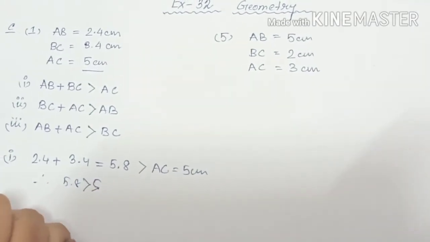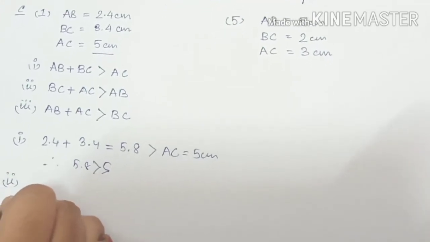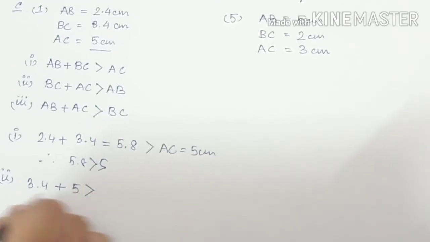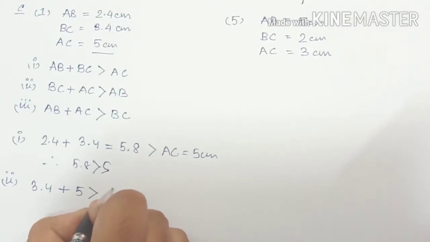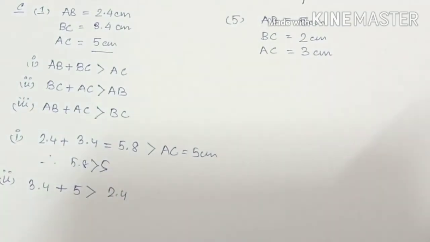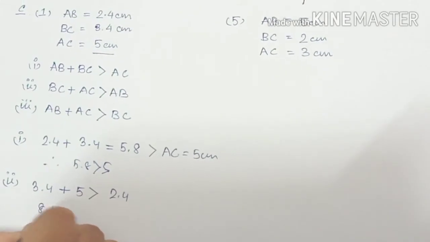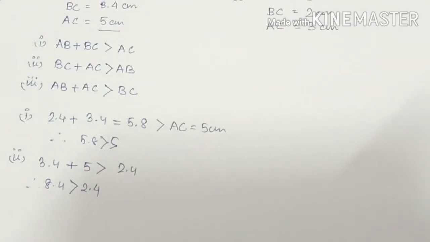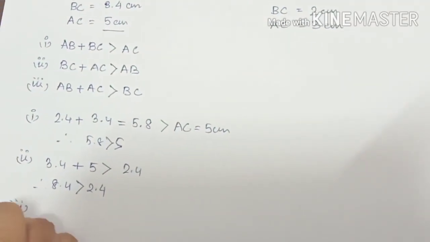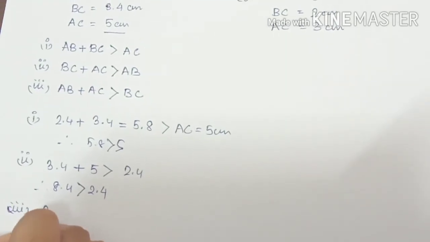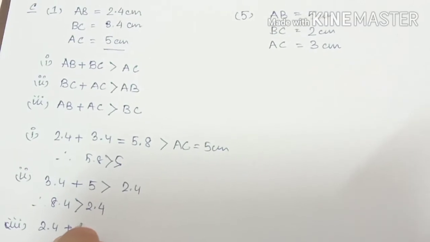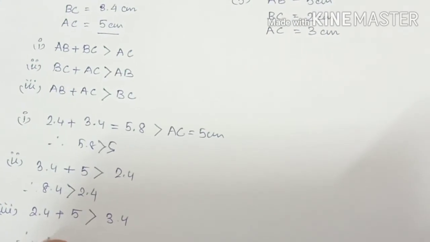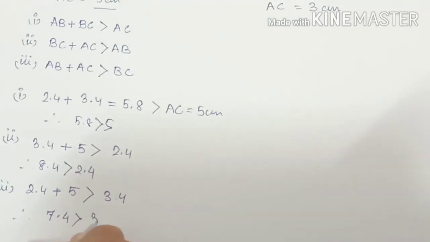Alright, for the number 2, BC is 3.4, AC is 5 and AB is 2.4. So we can understand from there that 8.4 is greater than 2.4, right? And the last one, that is AB, that is 2.4, plus AC, that is 5, is greater than 3.4. That means 7.4 is greater than 3.4.